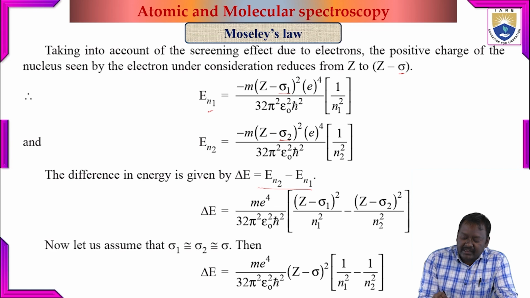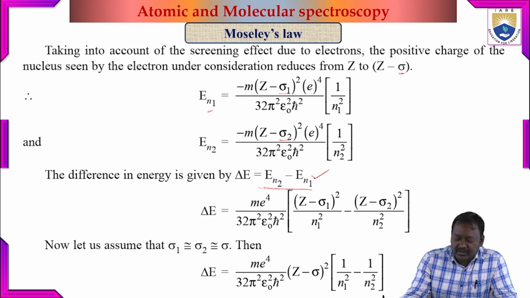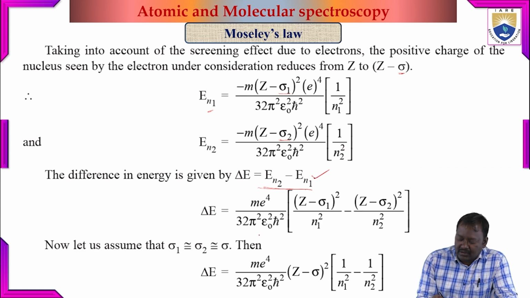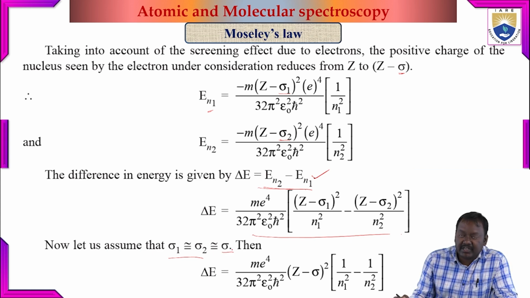So we can calculate the energy of the X-ray emitted by the photon by taking the difference En2 minus En1. So we can take it like this, and let us suppose these screening coefficients for the two orbits may be almost equal, and let it be sigma.